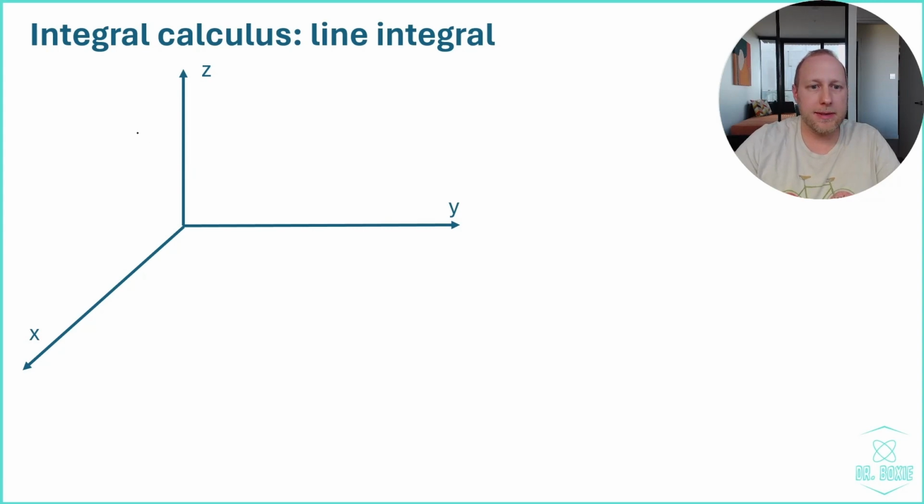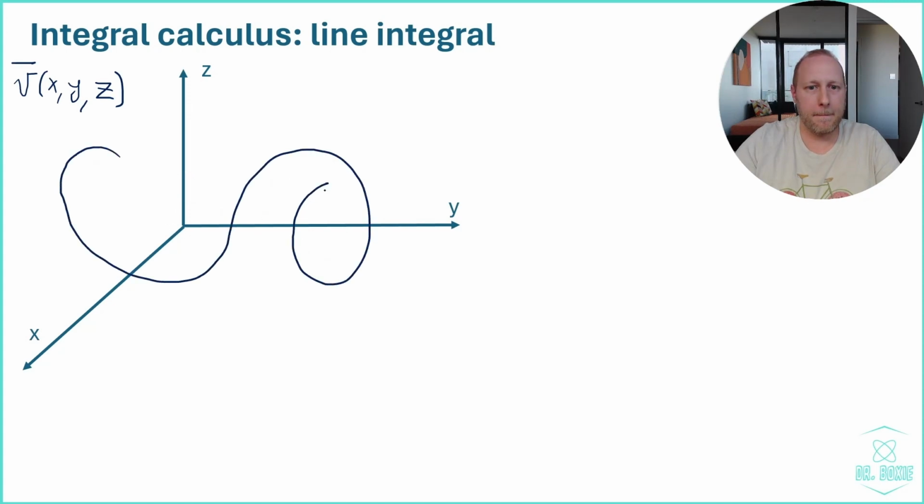And so we start by considering some vector field, v of x, y, and z. Remember that the way to interpret this is to say that there is a vector at every single point in space. And now we consider some three-dimensional line, some path in three dimensions. Let's say this line here. This is some three-dimensional curve. It starts at a point that we call A, and it ends at a point we call B.